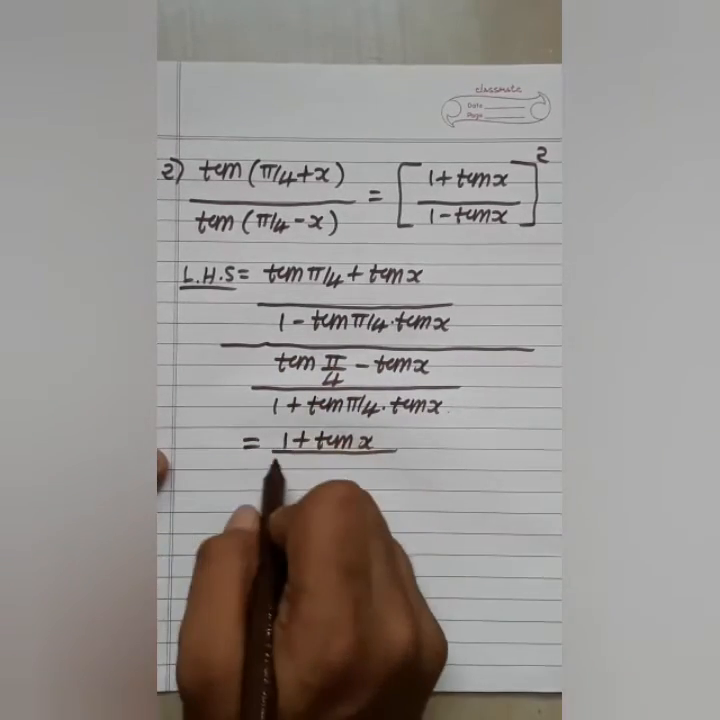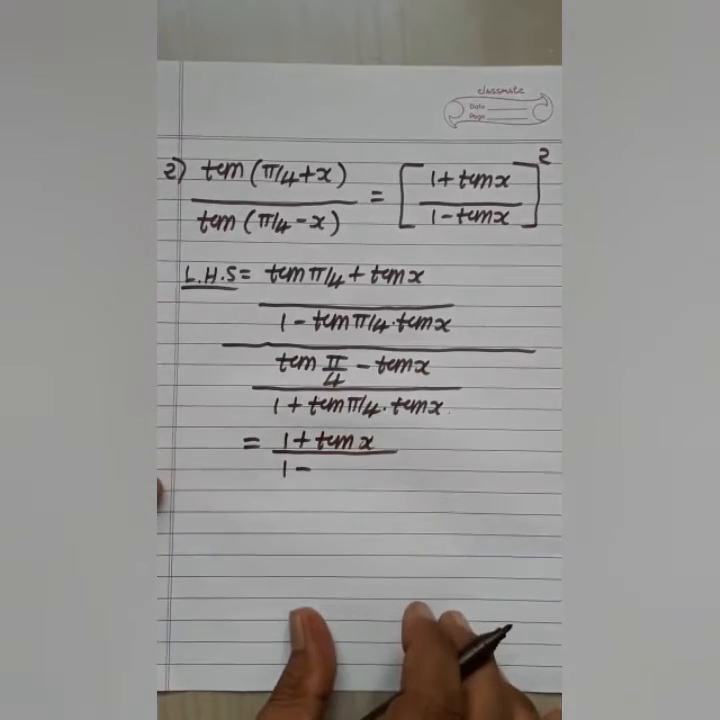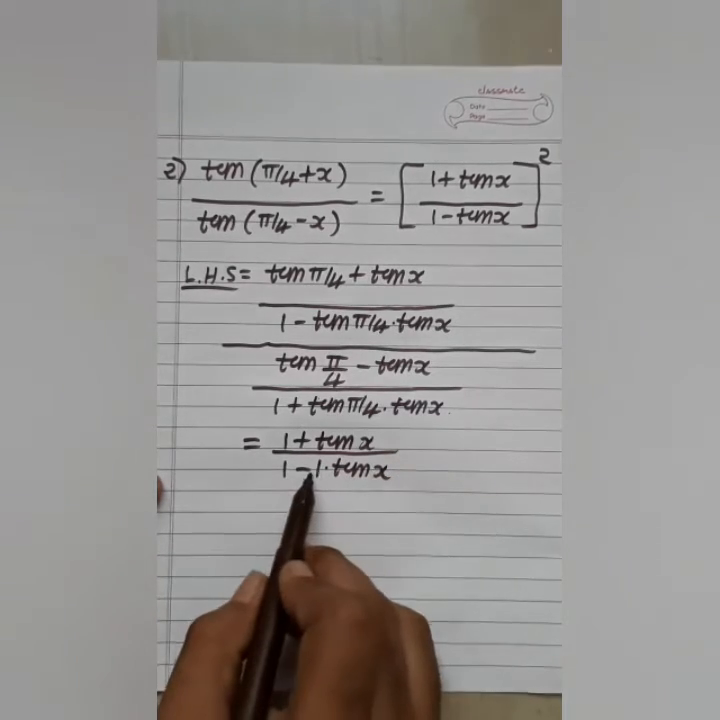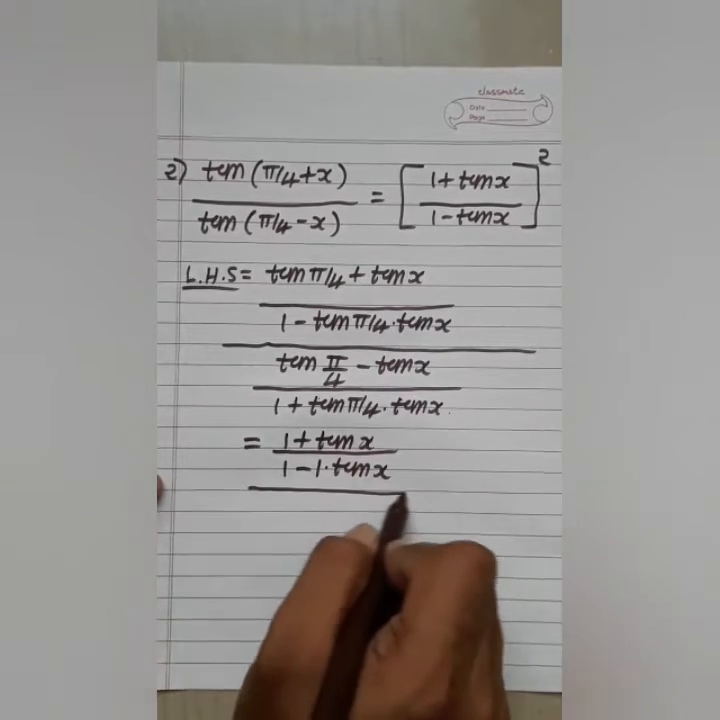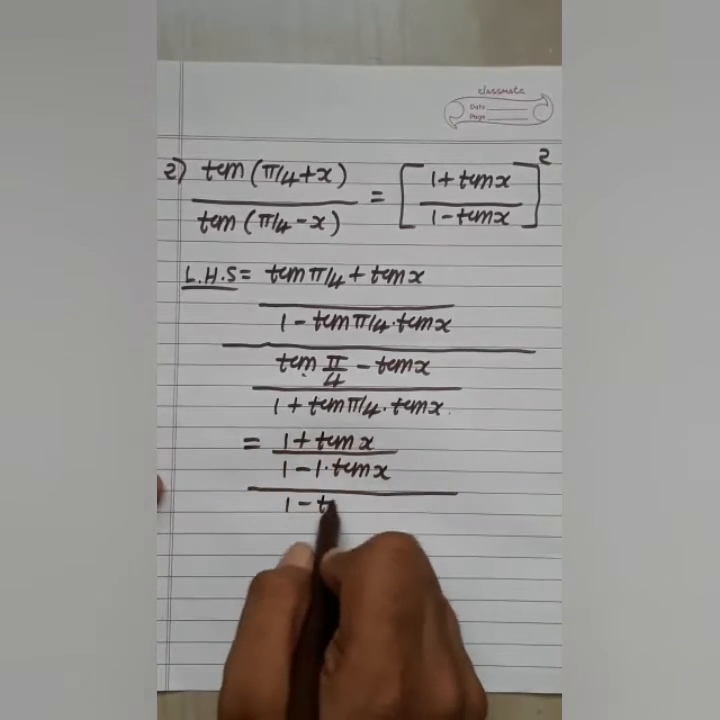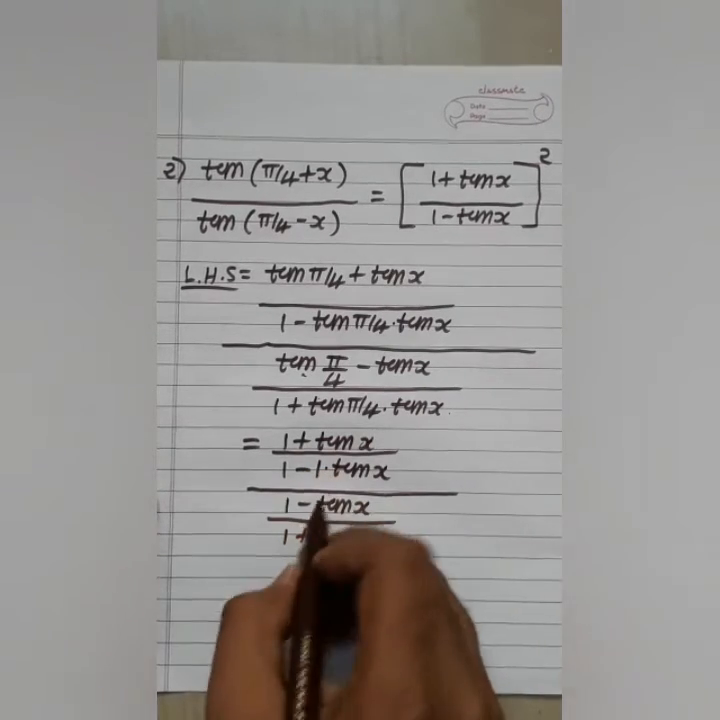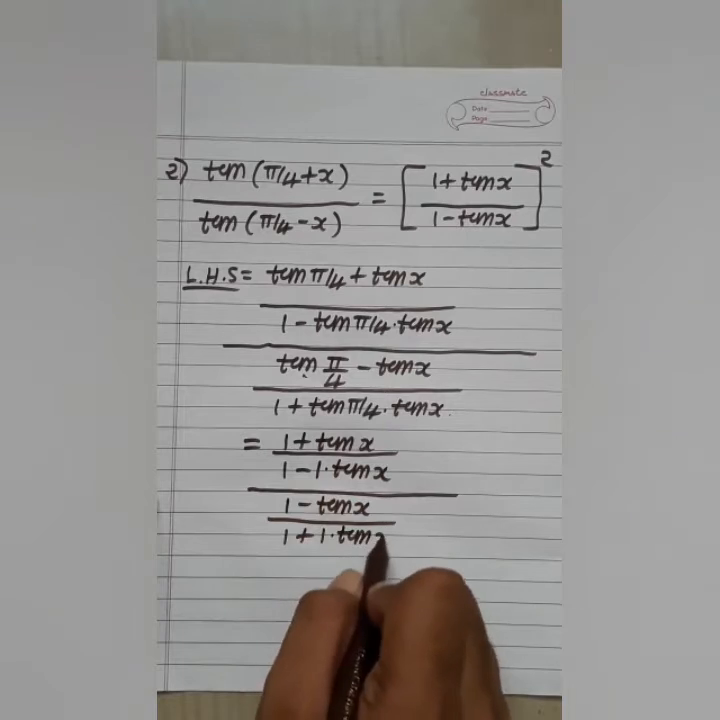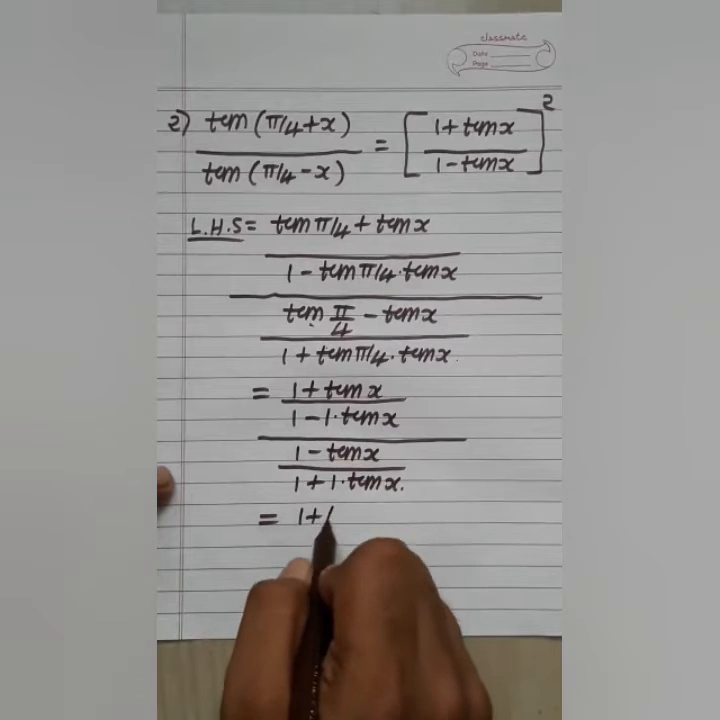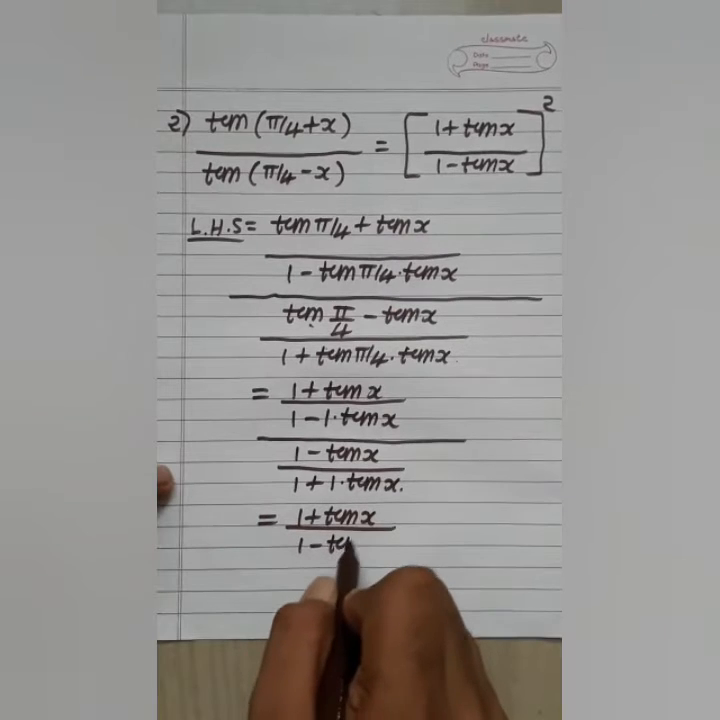So in place of tan pi by 4 we write 1 plus tan x upon, in the denominator term, 1 minus the value of tan pi by 4, 1, into tan x, which we can also write as tan x. In the denominator also, 1 minus tan x upon 1 plus tan pi by 4, that means 1 into tan x. So it is equal to 1 plus tan x upon 1 minus tan x.